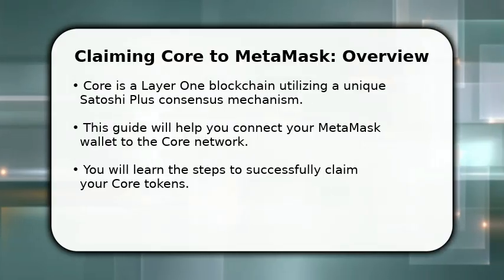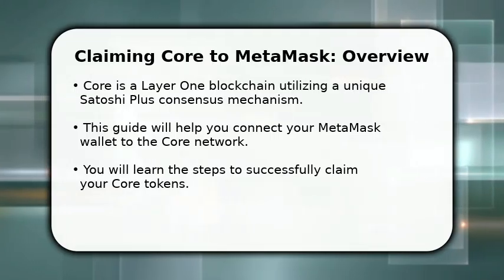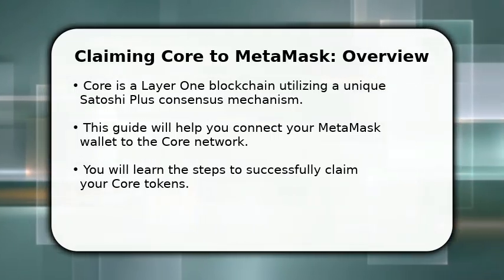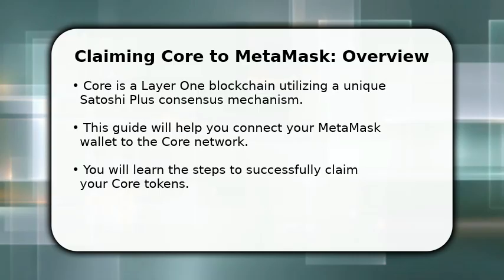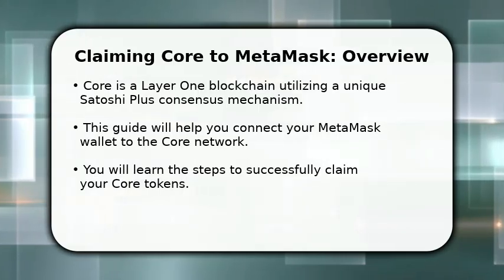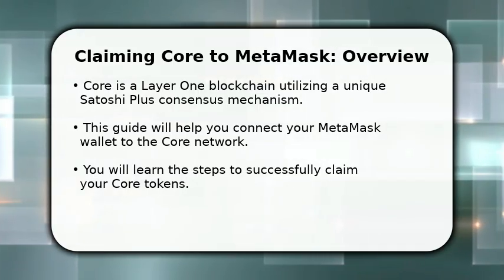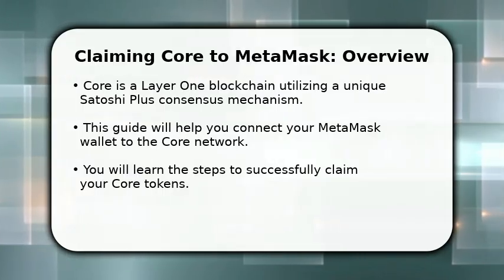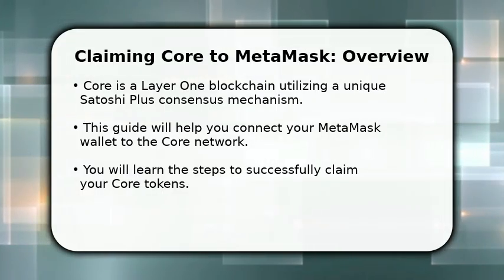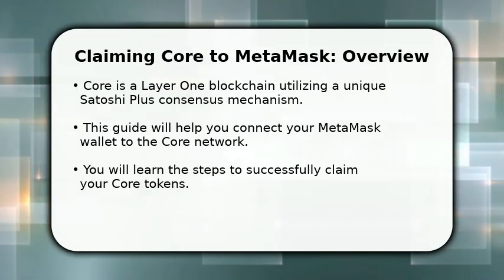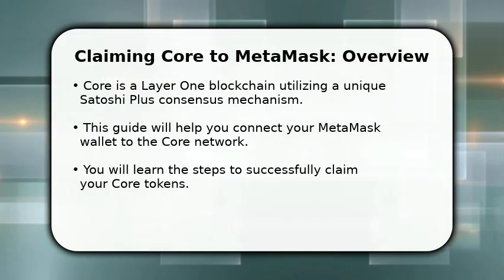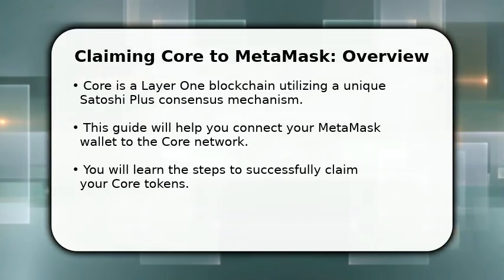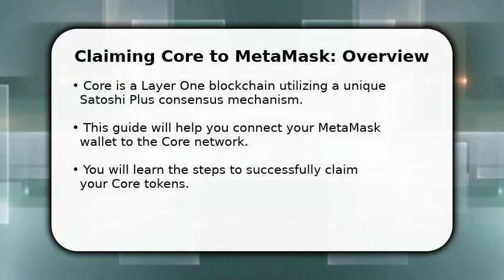In this video, I will explain how to claim Core to MetaMask. Core is an innovative Layer 1 blockchain, leveraging a unique Satoshi plus consensus mechanism for enhanced security and scalability. Our goal is to walk you through the straightforward process of connecting your MetaMask wallet to the Core network. Then, we will guide you step by step on how to claim your Core tokens, ensuring a smooth experience. We will also touch upon verifying your claim and addressing common issues.